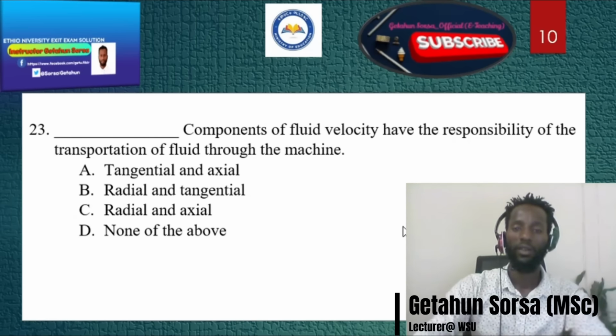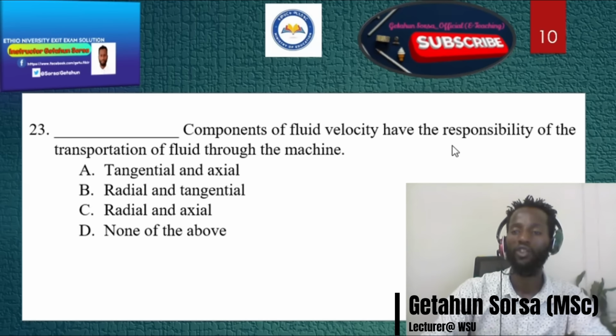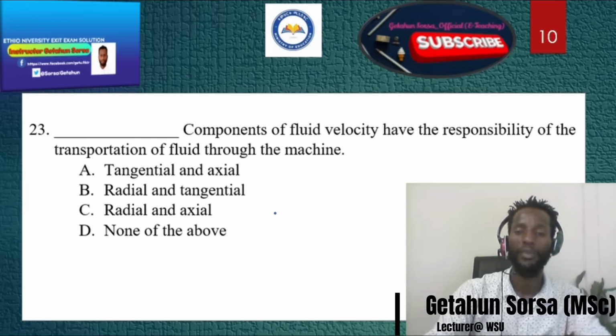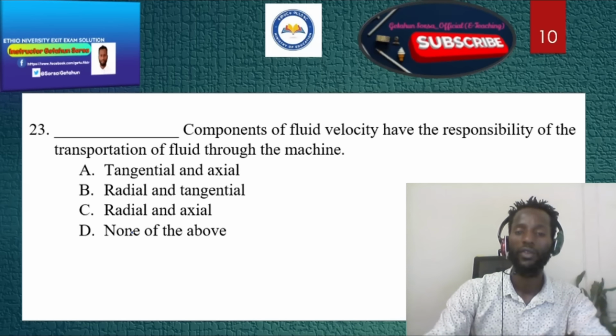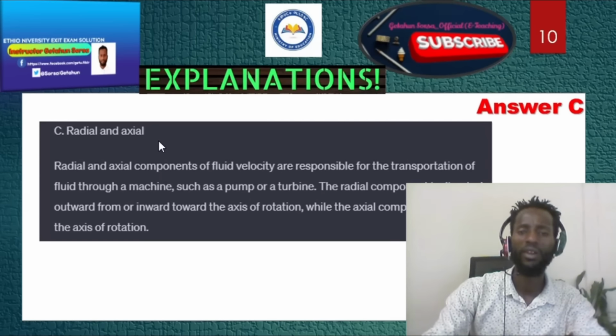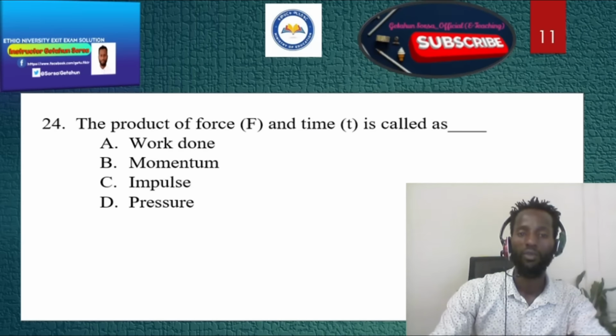Let's go to the next question. Which component of fluid velocity has the responsibility of the transportation of fluid through the machine? A, tangential and axial, B, radial and tangential, C, radial and axial, D, none of the above. The correct answer is the radial and axial components. The radial and axial components of fluid velocity are responsible for transportation of fluid through a machine, such as pumps or turbines.